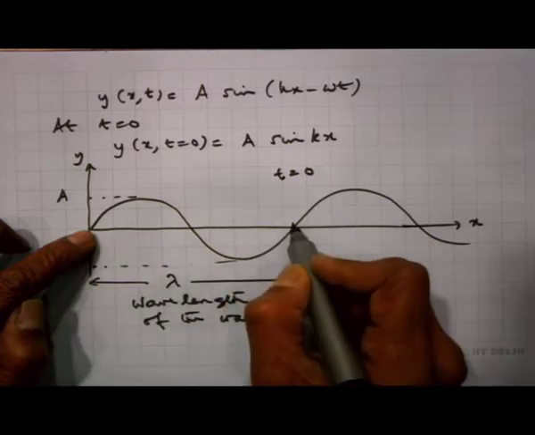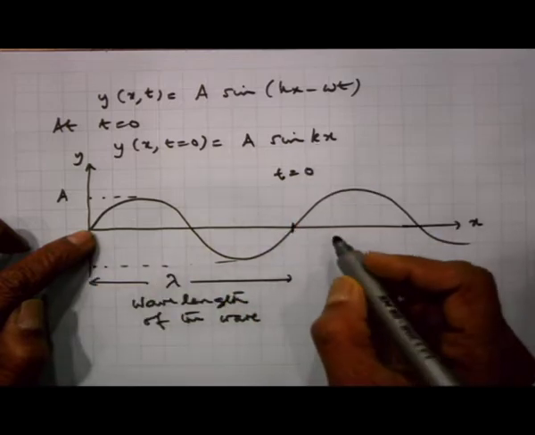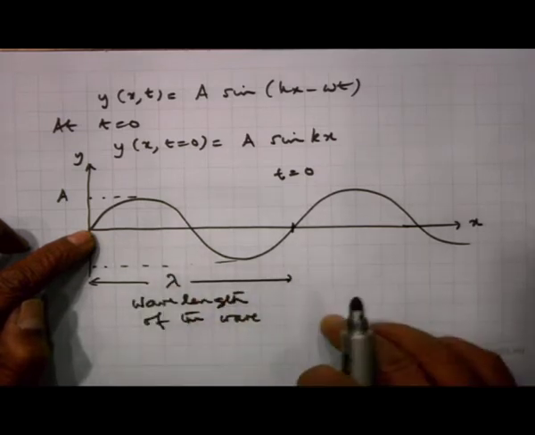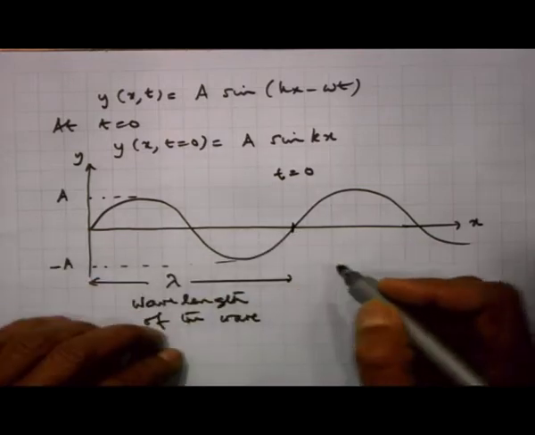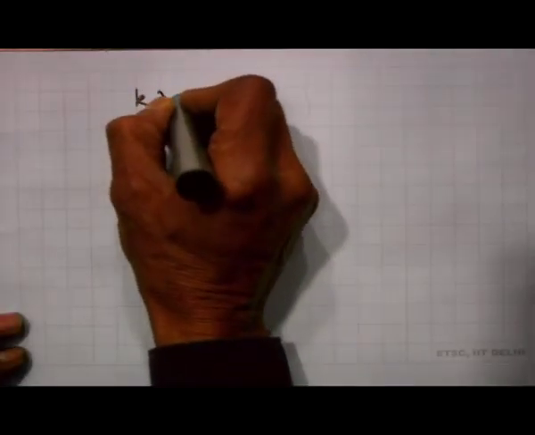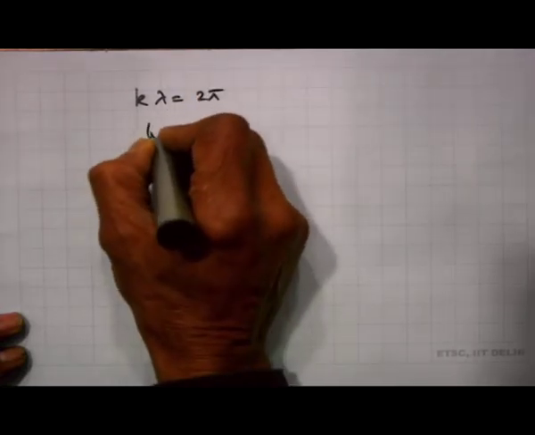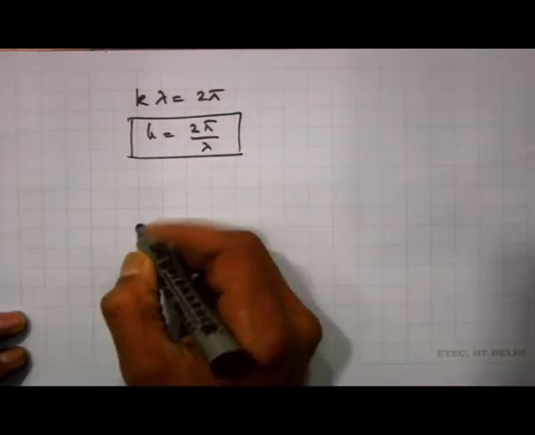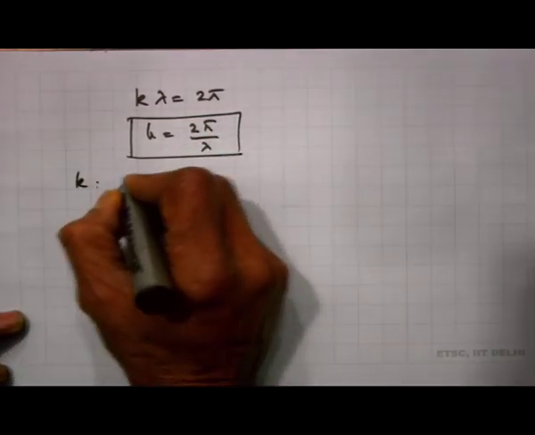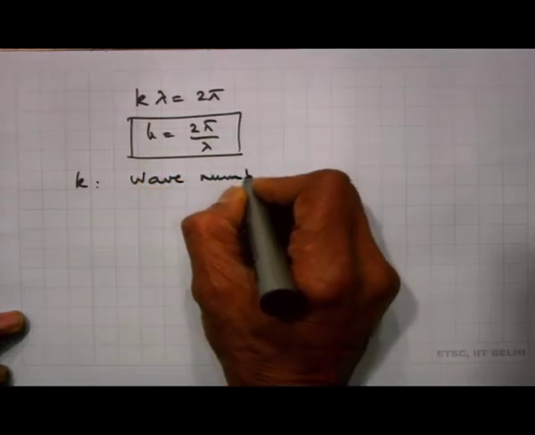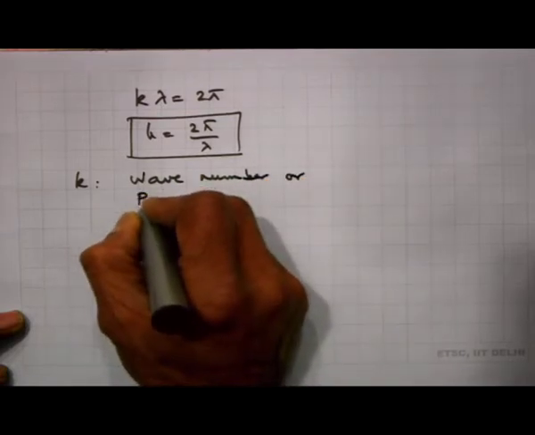So, in going from here to here, the quantity kx, the phase, must have varied by 2 pi, because the sine function repeats itself whenever the angle changes by 2 pi. So, this distance must be such that kx must be equal to 2 pi. So, if I call this distance lambda, I must have k lambda is equal to 2 pi, or k is equal to 2 pi by lambda. And this quantity k is called the wave number, or propagation constant.